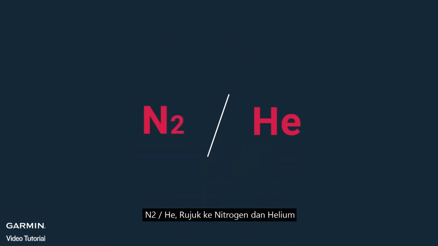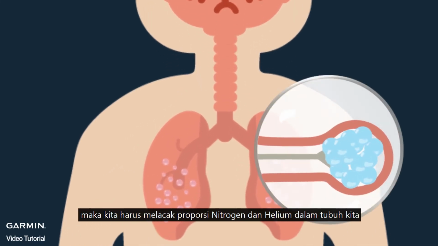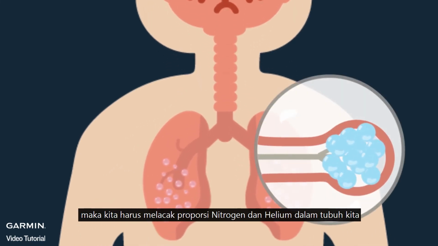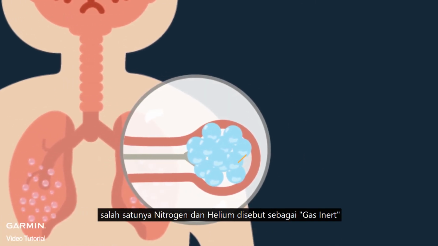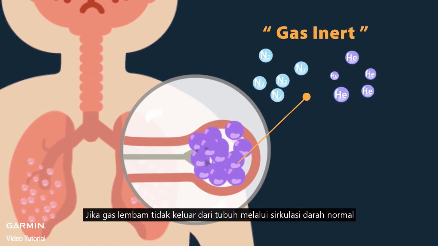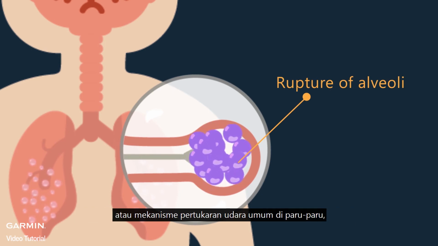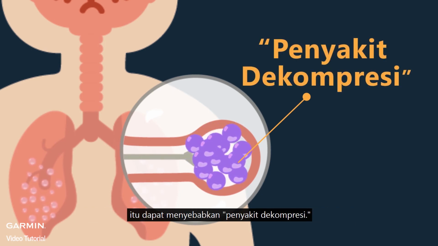N2He refers to nitrogen and helium. If we use trimix for the dive, then we must track the proportion of nitrogen and helium in our body. Nitrogen and helium are referred to as inert gases. If the inert gases don't come out of the body through normal blood circulation or the general air exchange mechanism in the lungs, it may cause decompression sickness.